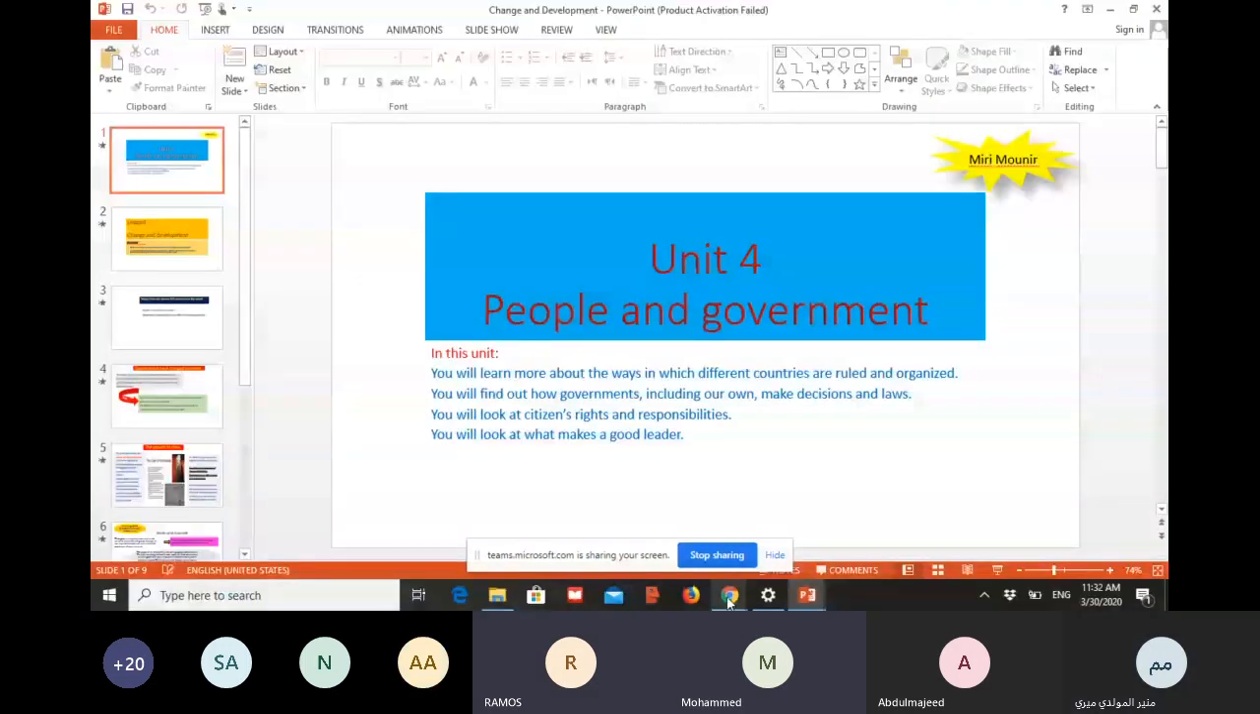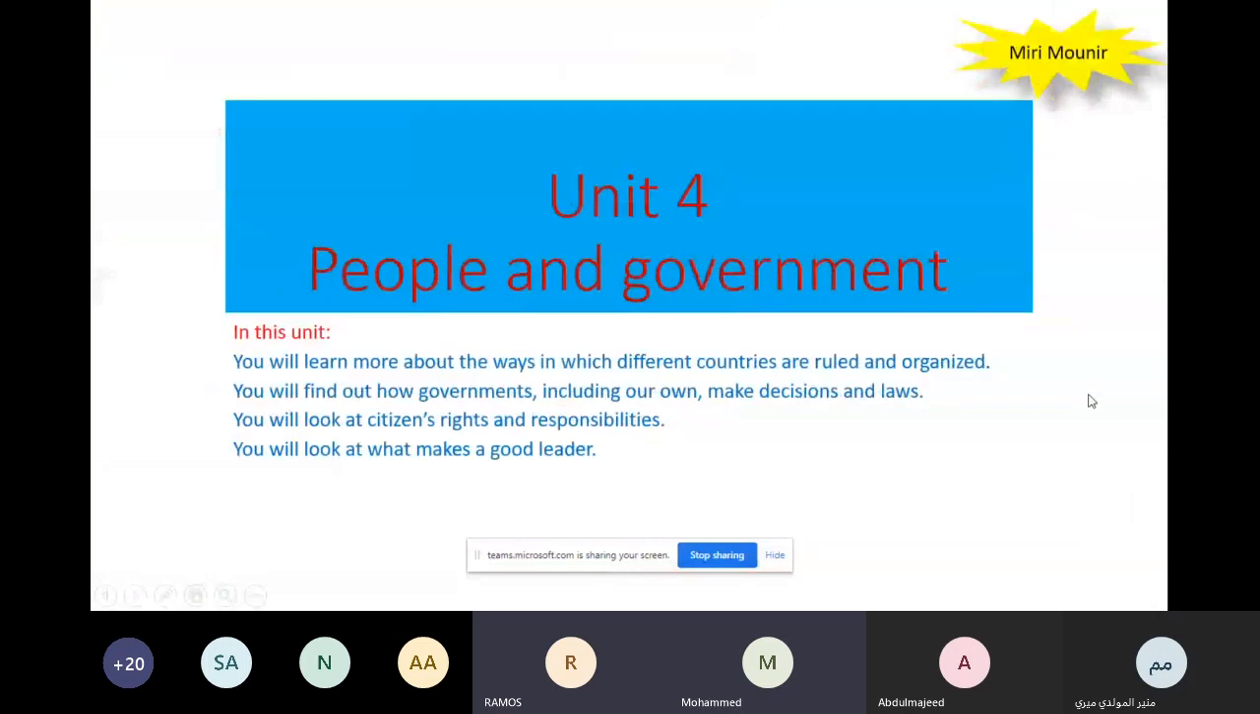You will learn more about the ways in which different countries are ruled and organized. You will find out how governments, including our own, make decisions and laws. You will look at citizens' rights and responsibilities. You will look at what makes a good leader. Excellent. So, as you see from the title of the unit, it is people and government. We're going to talk about governments, how countries are organized, what the different types of governments are, etc.